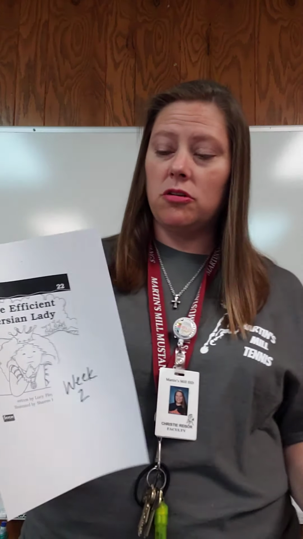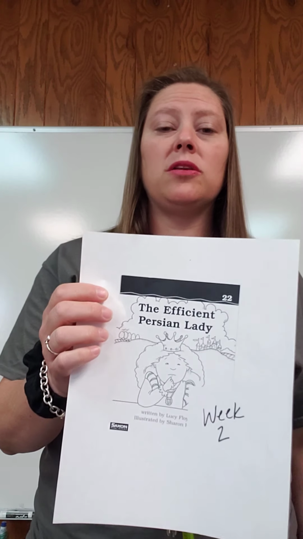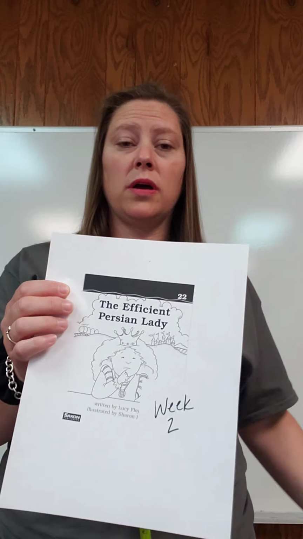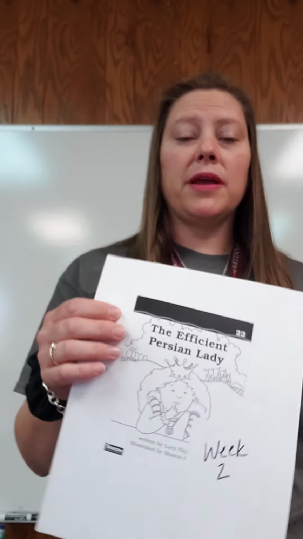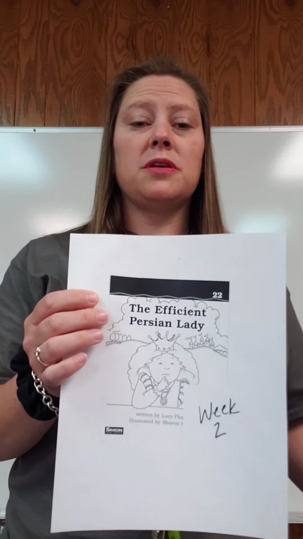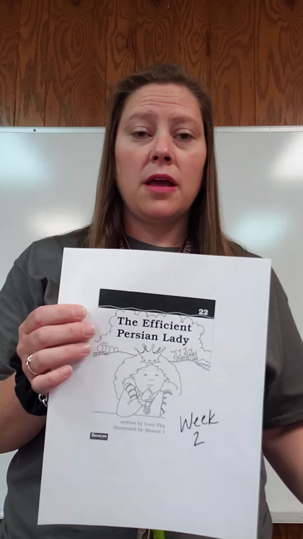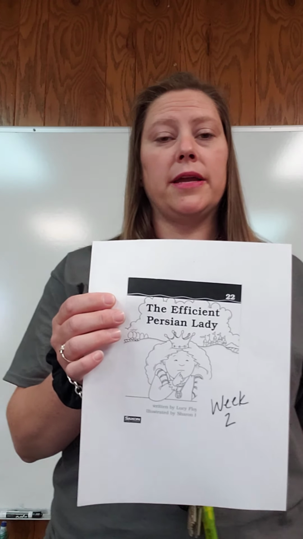Okay, your decodable for this week is called The Efficient Persian Lady. Now, we normally start reading these on Tuesdays because that gets lesson 1 covered, which is a lot of the words that you'll find throughout the reader. Okay. Again, on the reader, if someone could just record you reading one of the pages of it so I can hear how you're doing with your decoding and your fluency, that would be great.